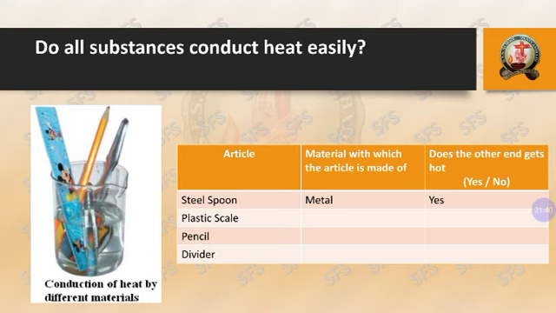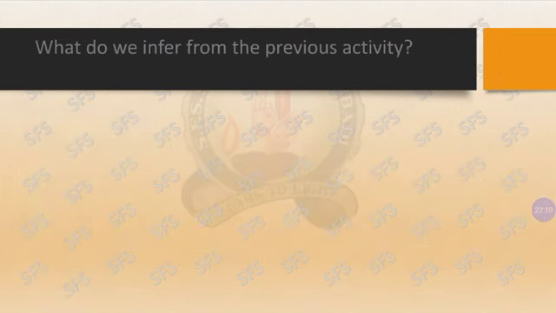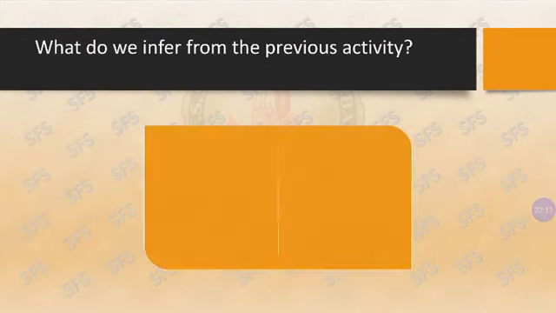The same way with the pencil and divider. Pencil is something like one part of it will conduct and one part of it will not conduct, because a pencil is almost made of wood. Wood will take time to conduct. It's not that it will not conduct, it will take more time to conduct heat. Then the divider is again made of metal, so it will conduct quickly. Now, what do we infer from the previous activity?